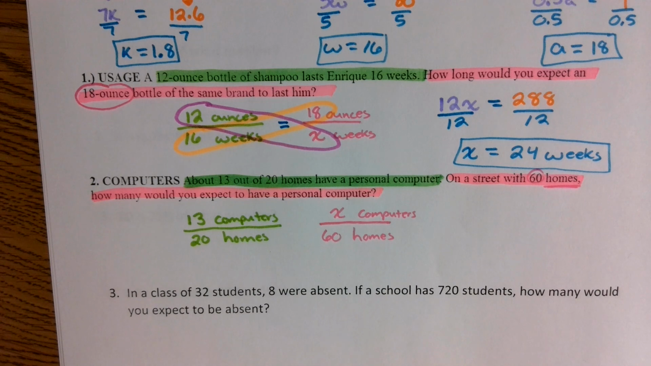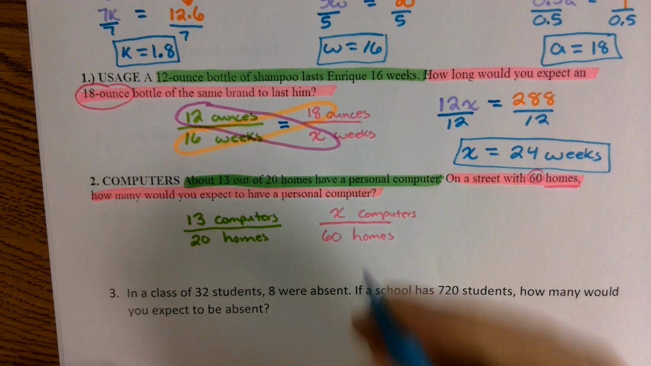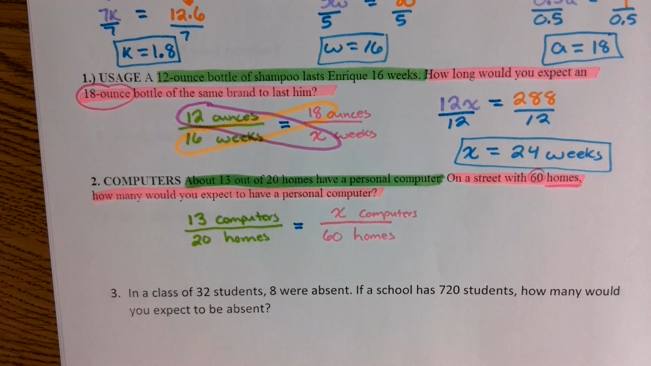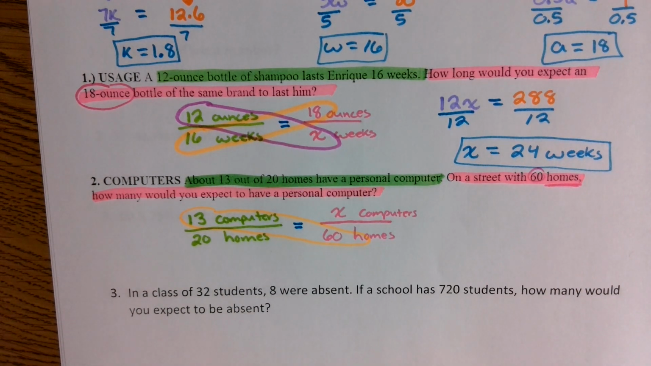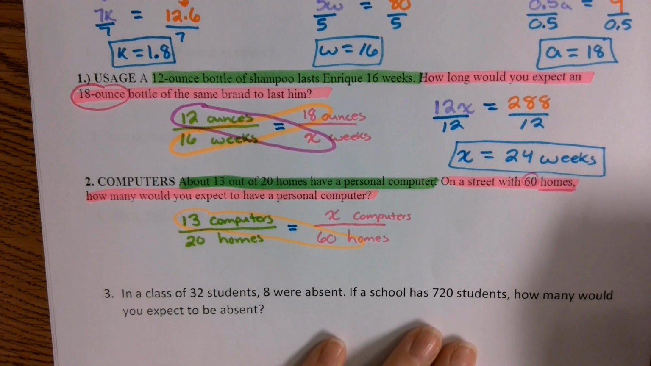Okay, so now we're going to go ahead and do our cross product. What two numbers am I going to multiply? 13 and the 60. We're going to multiply that 13 and the 60. What is 13 times 60 going to give to us, guys?